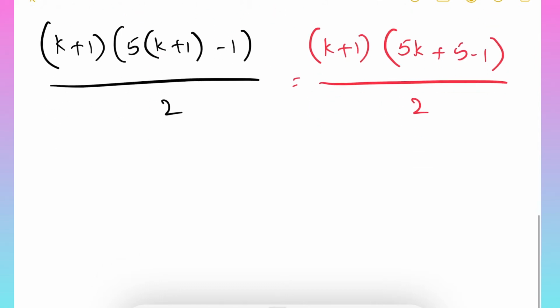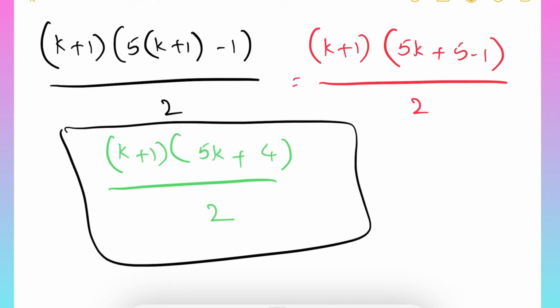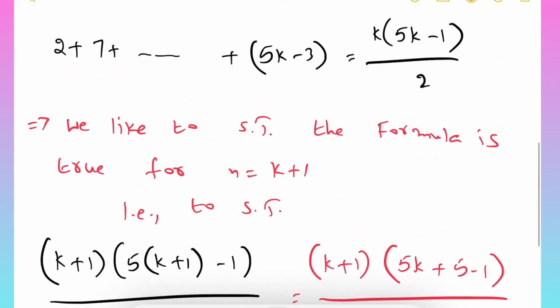k plus 1 into 5k plus 5 minus 1, 4, whole divided by 2. So this is exactly what we need to show in the answer. I'll highlight this. Okay, now let us move back to the second step once.